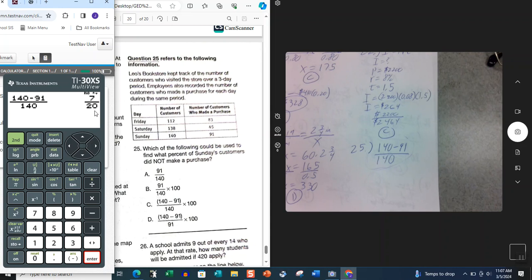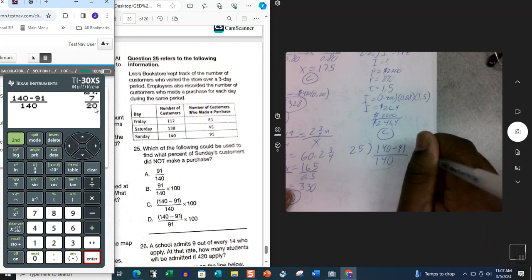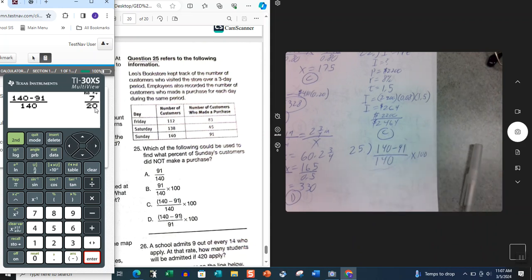So with that being said, to get this to be a percent, whatever that decimal would have been, we have to multiply it by 100. Because watch this, 7 divided by 20 gives us 0.35. To get it to be a percent, if we multiply 0.35 by 100, that would give us 35, and we would just put the percent sign behind it. So our answer here should be C.